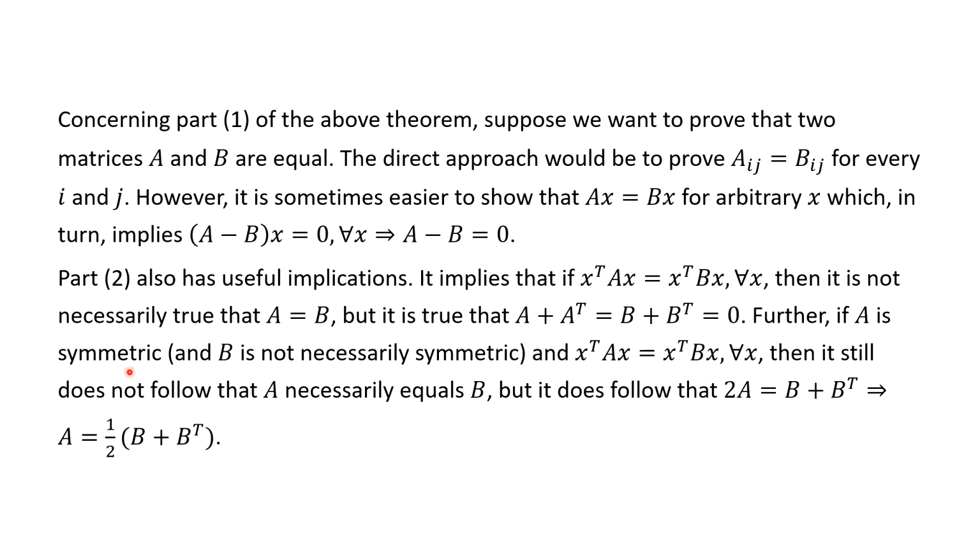Further, if A is symmetric and B is not necessarily symmetric, so if we just have A equals A transpose, but not for B, then we can still say something. It still does not follow that A necessarily equals B, but it does follow that, basically adding, since A equals A transpose under this additional assumption, 2A equals B plus B transpose, or A equals 1/2 (B plus B transpose).